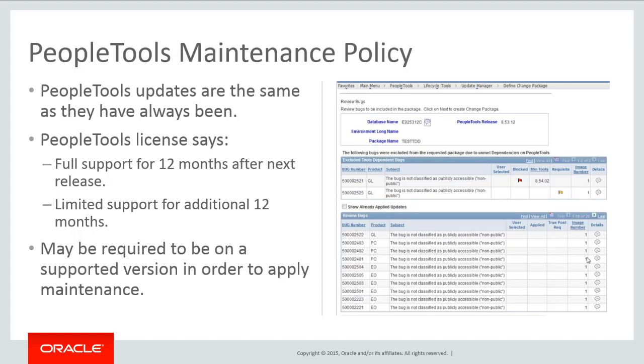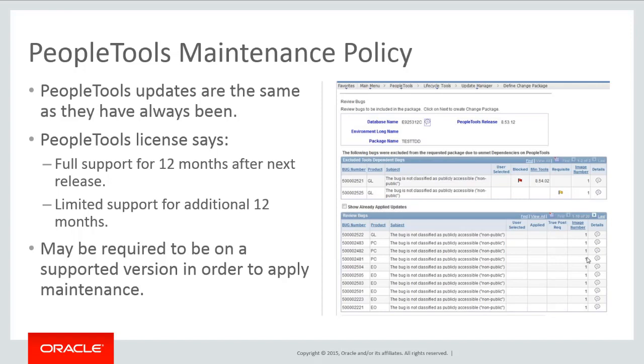The takeaway from that is that part of your plan should be to adopt a tools maintenance schedule that assures that you are always on a supported version. What do we mean by supported version? A quick review of the PeopleTools support policy is that a version of PeopleTools is supported for 12 months after the next version is released, and then an additional 12 months for critical errors. That's known as the next release plus 12 plus 12.